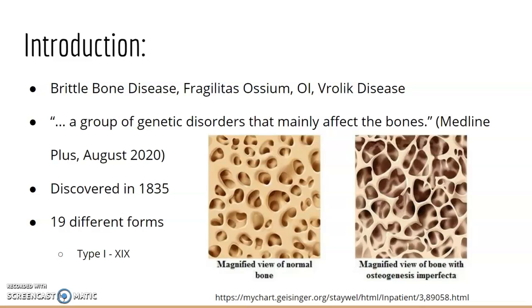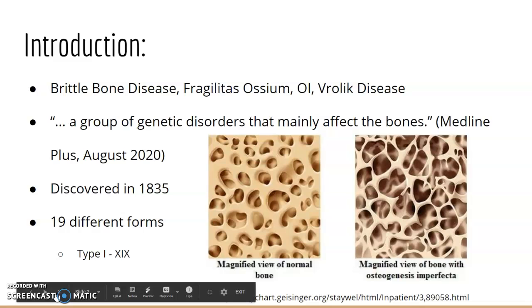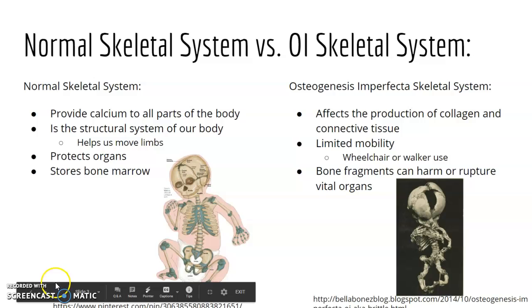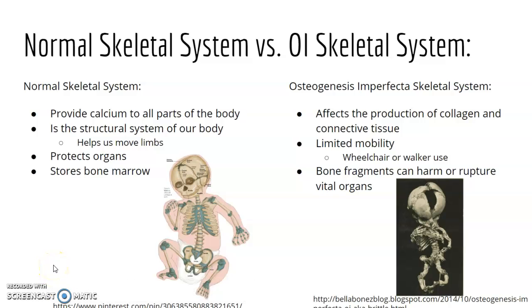There are 19 different forms of OI, from type 1 all the way to type 19, but I will cover that later. So I compared a normal skeleton to a skeletal system with OI. A normal skeleton provides calcium to all parts of the body. It is the structural system of our body and it helps us to move our limbs. It protects organs and it stores bone marrow.